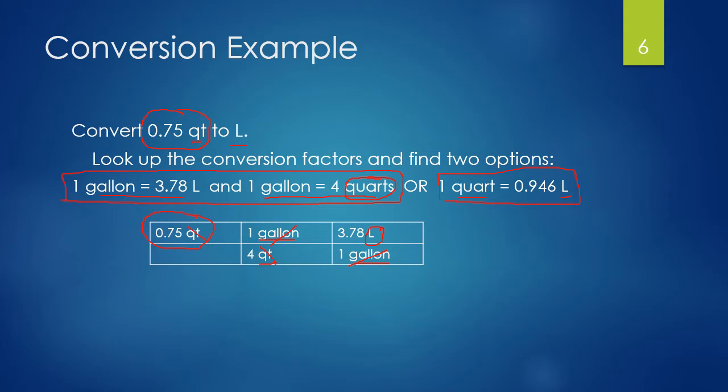Now remember, these vertical lines are multiplication signs, so I'm multiplying across. So I'm going to take 0.75 times 1 times 3.78. I am then going to divide it by whatever's in the denominator, so in this case, 4 times 1. The answer that comes out on my calculator is 0.70867 liters. But remember, we still need to check significant figures.